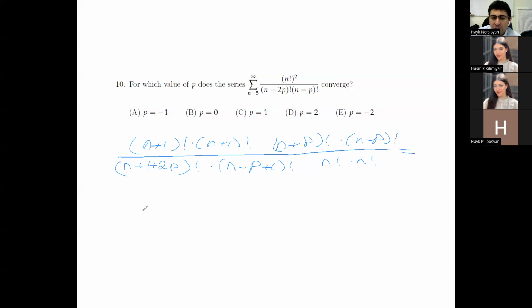Let's simplify. (n+1) factorial divided by n factorial gives n plus 1. Another n plus 1 term, (n+1) factorial divided by n factorial. Okay, done. Then we are going to have (n+1+2p) factorial and on the numerator we have (n+p) factorial together. We will get n plus 2p plus 1. And also we have (n-p+1) and (n-p) factorials together. It remains just n minus p plus 1.